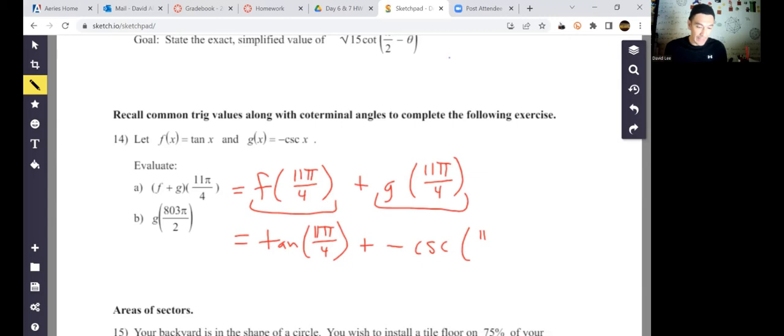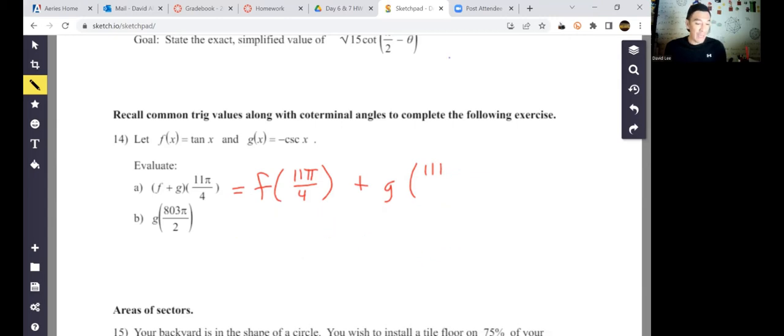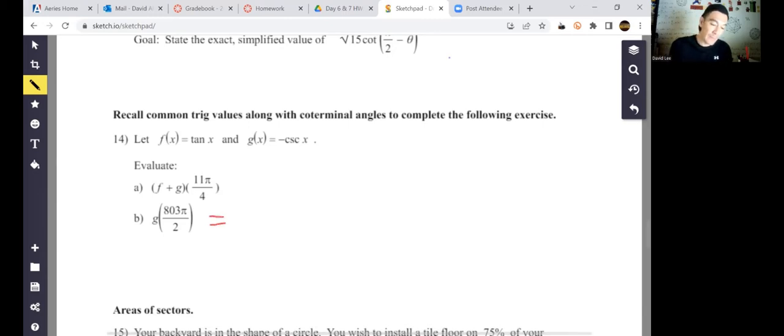So for part B, if we go to G and plug it in, let's see what happens. So this would look like negative cosecant, because it says G. So take this fraction and plug it into G. So negative cosecant of, look at that fraction, 803 pi over 2.